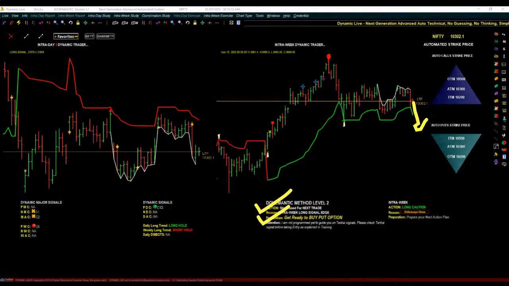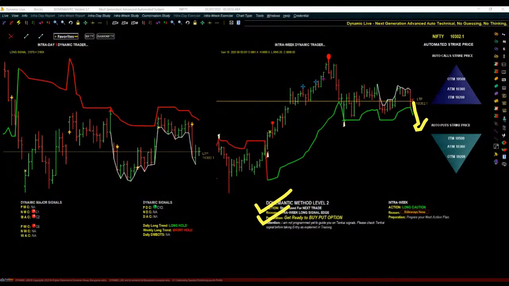Once it tells us to buy a put option, do have a look at the dynamic system level 2 trading method, because until now we are still holding on to the long position in Nifty. Just check, by the time the intra-week long signal gives a sell, has the short position been initiated in the dynamic system? If yes, then you do not have to check any Tenkai signal. If no, then you must check the Tenkai signal to decide whether to do this trade or not.